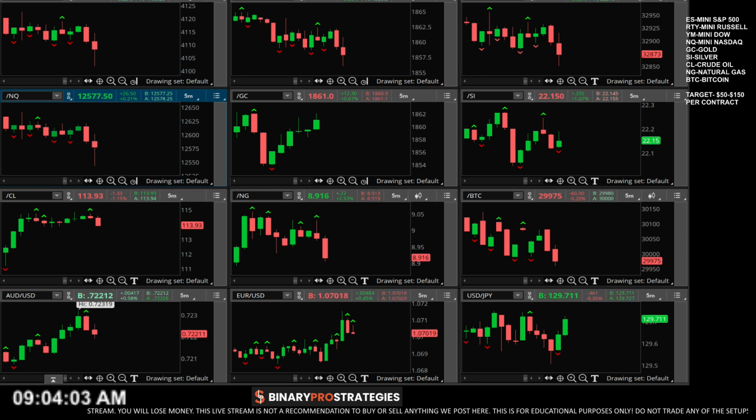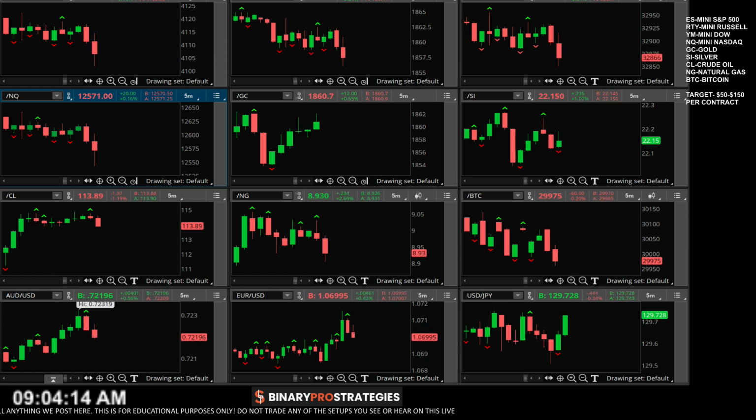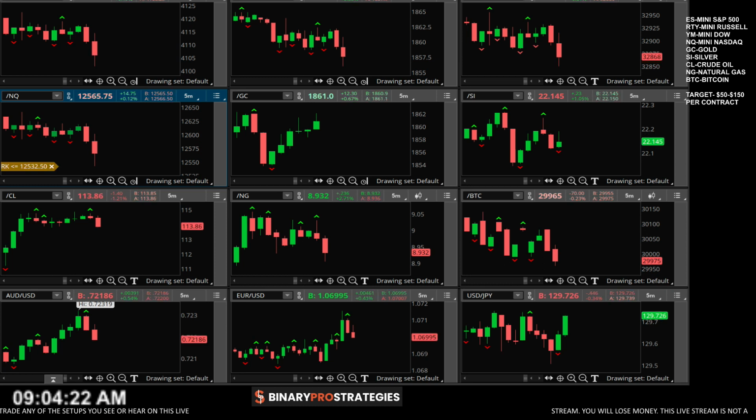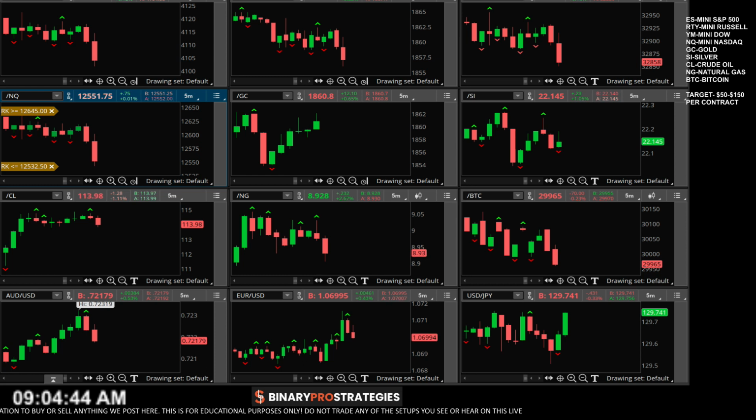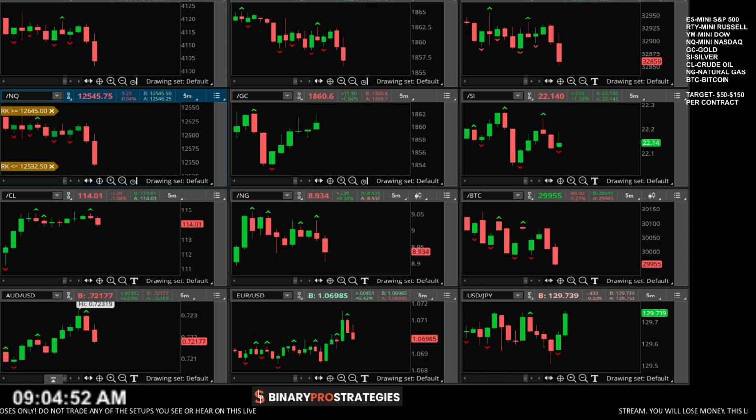Okay, so target on NQ is going to bring us down to 125.32 and a half. That is going to be our profit target. And if we need to reverse on the mini NASDAQ, it is going to be 126.45. That would be the reversal point. So when a target is hit, you will get a notification, verbal notification.